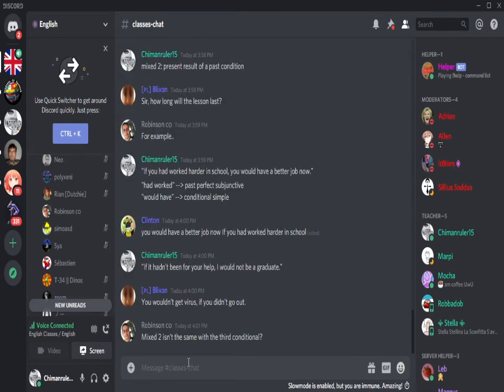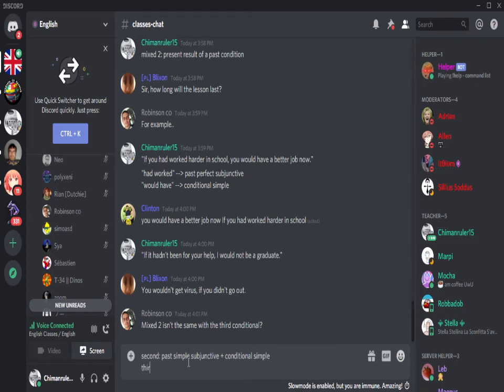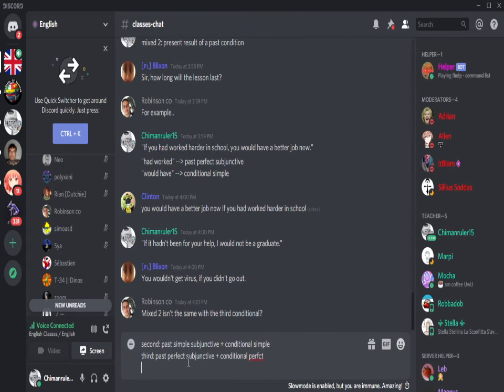So, that's an example. Mixed 2 is not the same as a third conditional. So, here, remember, the second conditional has past simple subjunctive with conditional simple. Third has past perfect subjunctive or pluperfect subjunctive with conditional perfect.